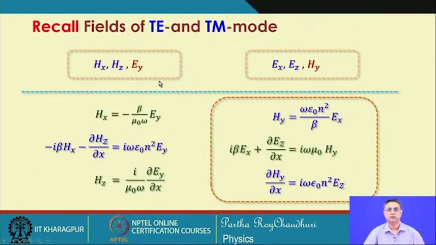Now, let us recall the TE and TM modes and their associated fields. TE mode is characterized by Hx, Hz and Ey, whereas TM modes are characterized by these, and the corresponding equations we have seen: Hx and Hz are connected to Ey. That means all the tangential components of the electric field for this mode are in turn connected to Hx and Hz.